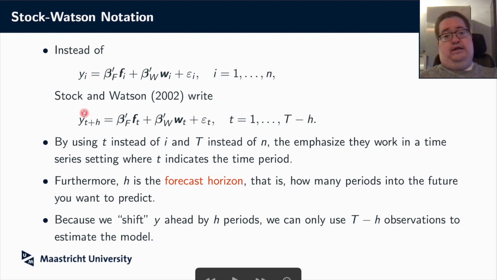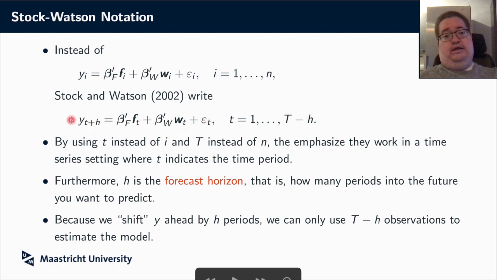Now, another thing that they have different is that they have a plus h here. The reason they do that is because they use it for forecasting. So they propose this model for predicting y h periods in the future using the values of the x's and w's. I say x's intentionally because you use the value of the x's to get the values of the f's. Again, this is just a matter of choice. You can just take h equal to 0 and you would have the same periods as before.